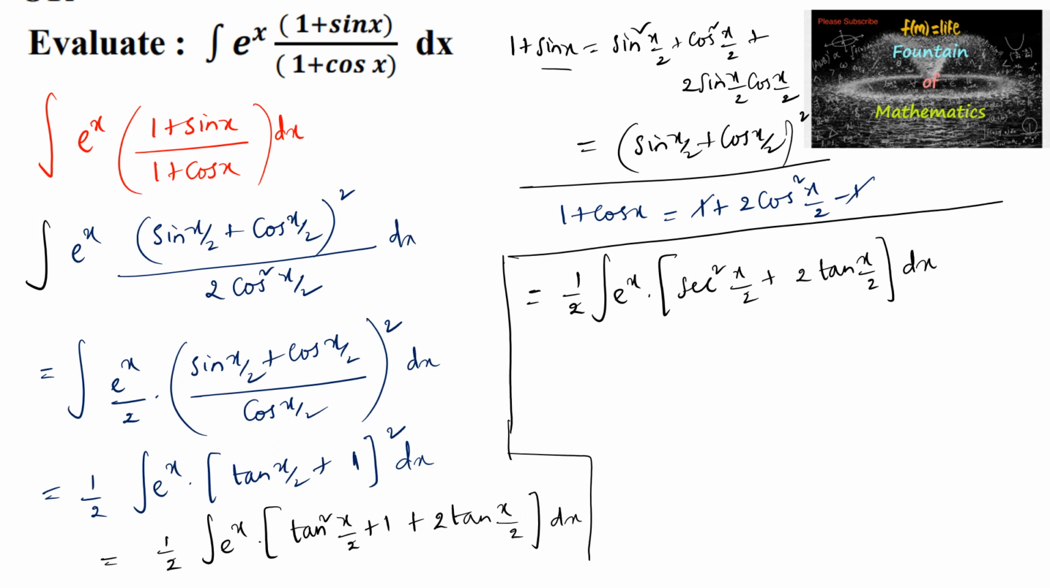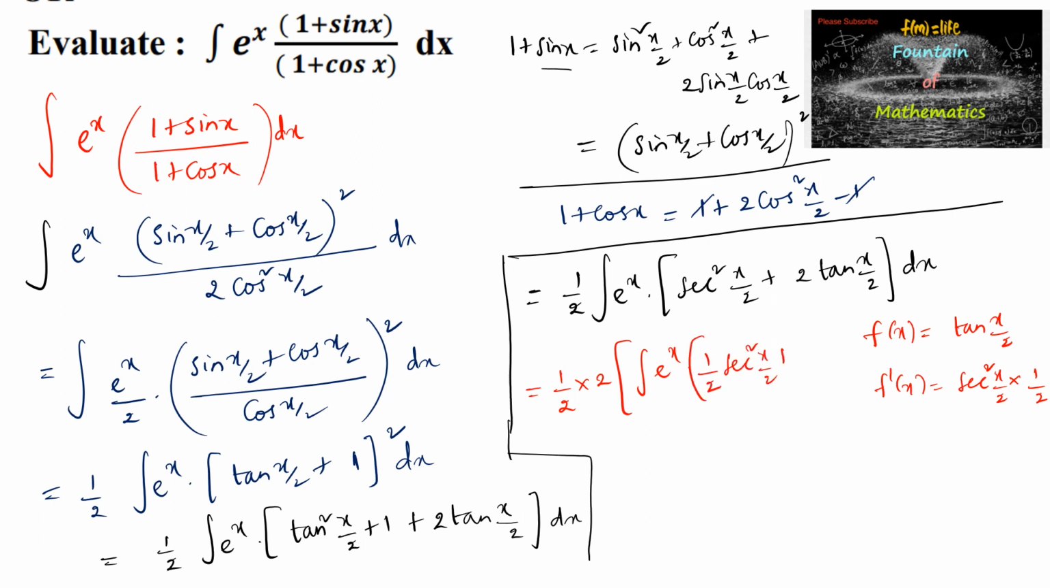And if we consider f of x is equal to tan x by 2, then f dash of x is equal to differentiation of tan is secant square x by 2 into differentiation of x by 2 is 1 by 2. So we can write, or you can take 2 common here, 1 by 2 into 2 taken common, we'll get e power x into 1 by 2 secant square x by 2 plus tan x by 2, dx.